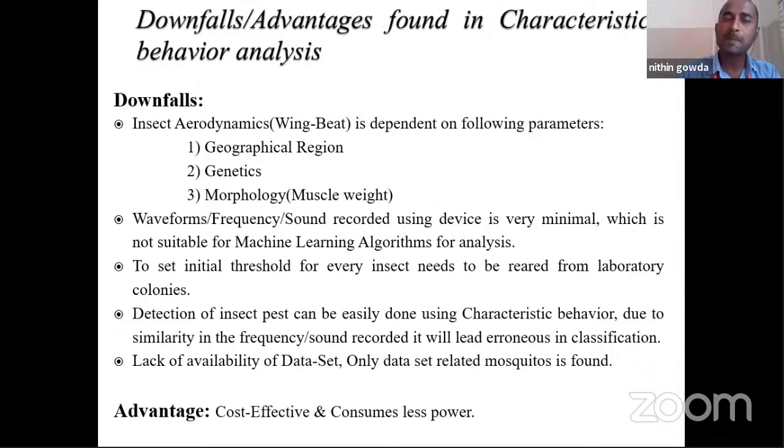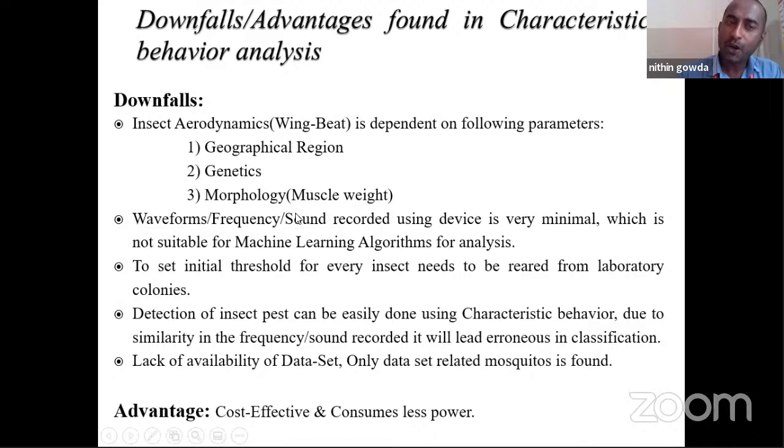But the advantage of this characteristic behavior analysis, as I mentioned earlier, is that the microphone or light setup will cost hardly 100 to 200 rupees in India. So it is cost effective and consumes less power. But the classification or identification done using this characteristic behavior does not serve the purpose. Why? Because it is completely dependent on geographical region. The insect aerodynamics, meaning how the insect flies, depends on geographical region, genetics, and morphology. Such things are not in our control.